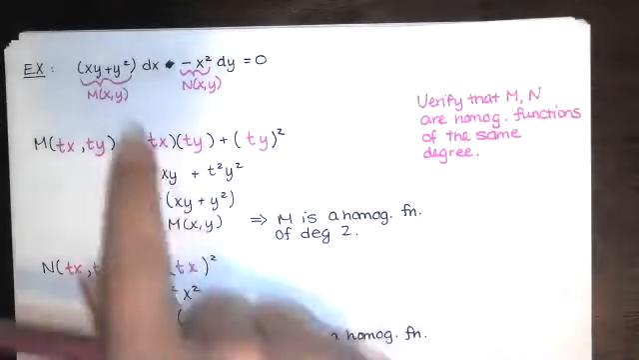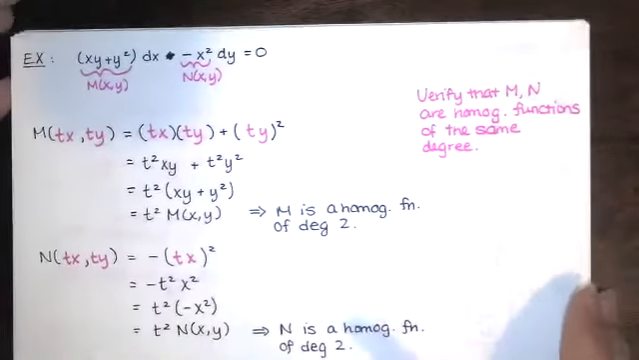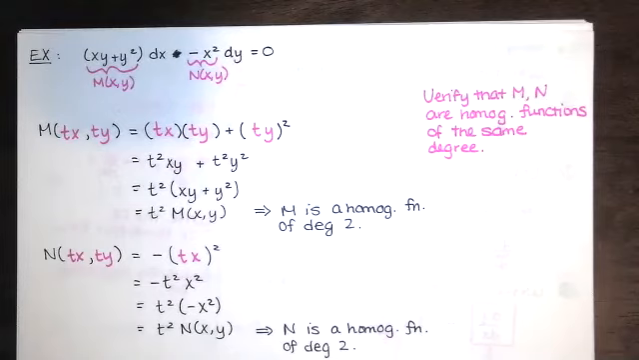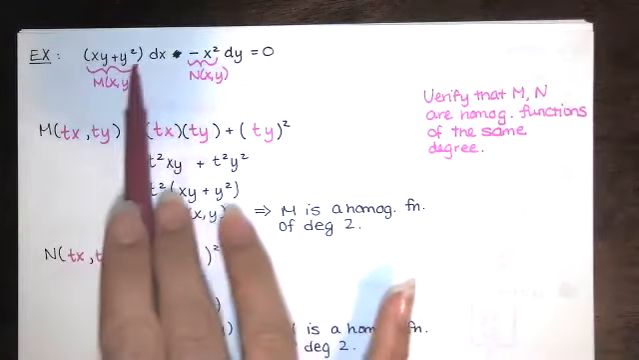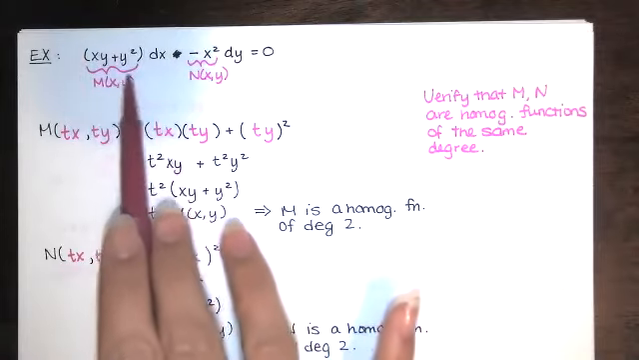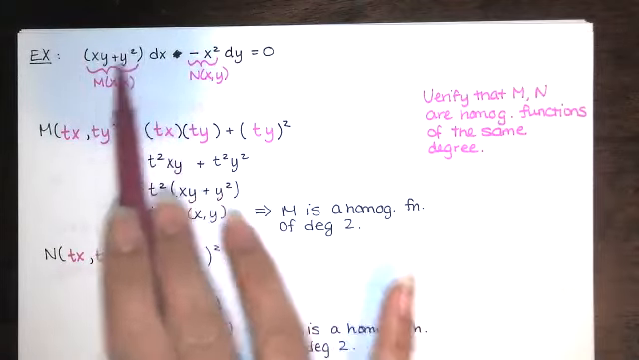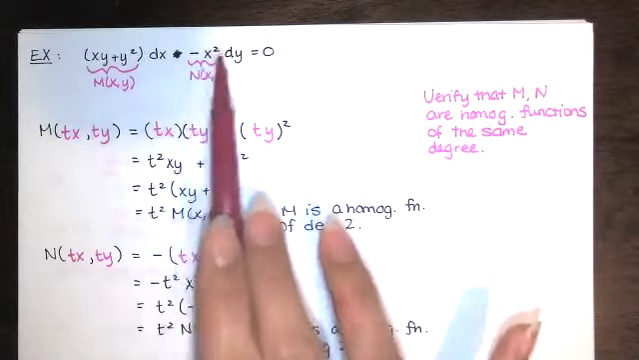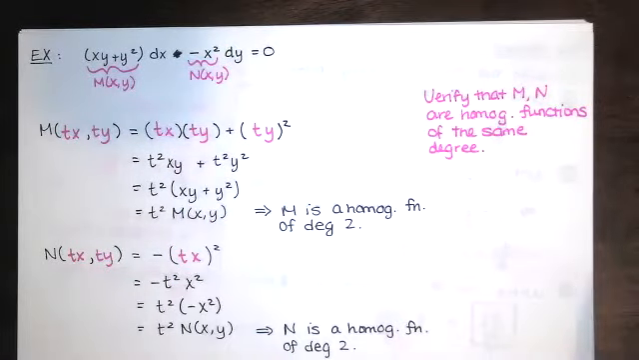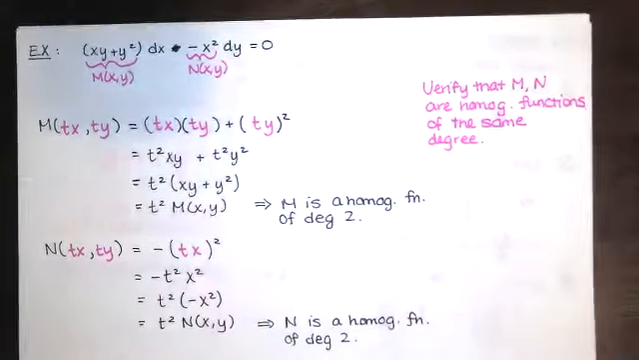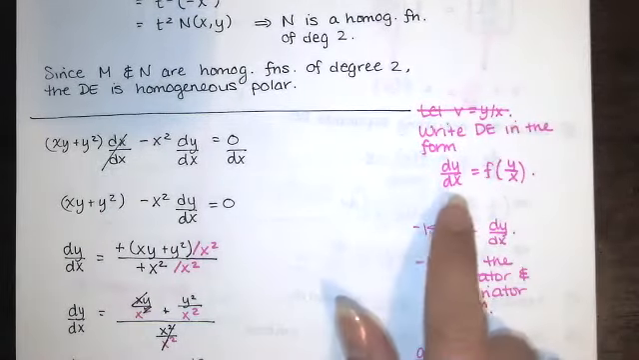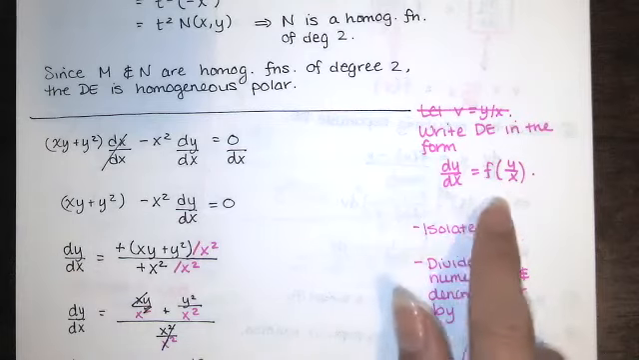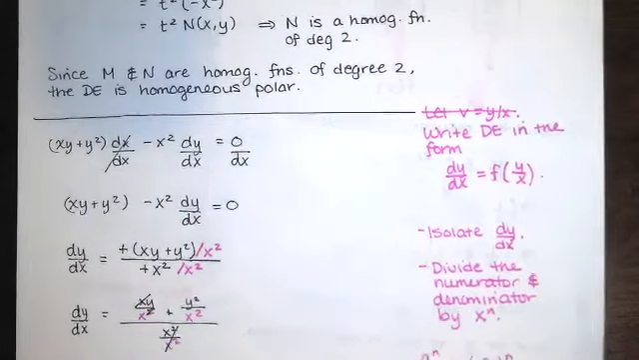So let's just go through the method briefly. First, you look at your differential equation and you recognize whether or not it's homogeneous polar. And we've got that shortcut. If these are polynomials in x and y, you can just determine whether this is a homogeneous function of a certain degree. And if this is a homogeneous function of the same degree, then the differential equation is homogeneous polar. So we confirm that. Then we write our differential equation in this form. We want dy dx to equal a function of y over x.